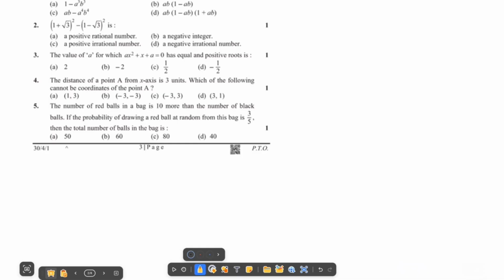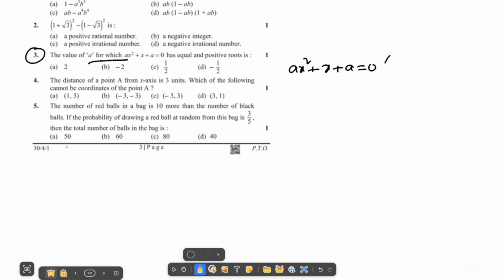Next, third question. The value of a for which ax square plus x plus a is equal to 0 has equal and positive roots is. So for what value of a does the given equation have equal and positive real roots? What is the given equation? The given equation is ax square plus x plus a is equal to 0.